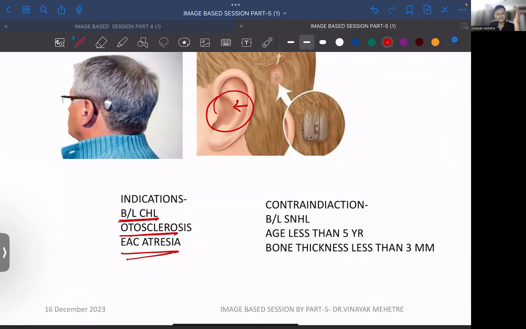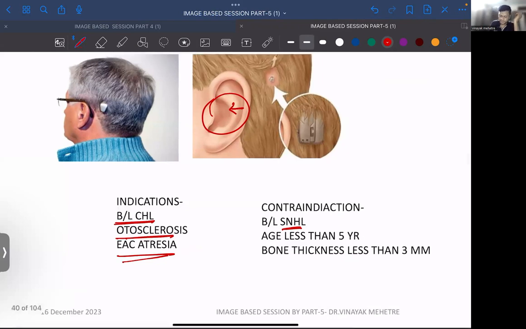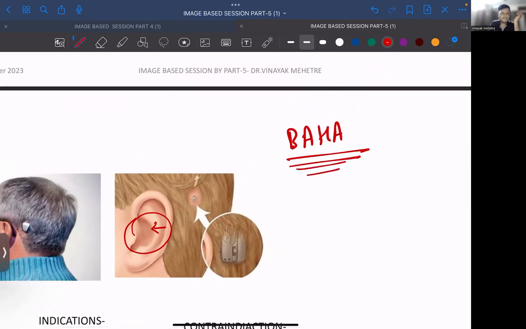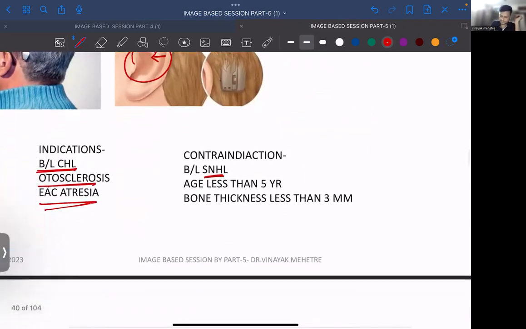What will be the contraindications? Diseases present in the inner ear, sensorineural hearing loss, right? It has nothing to do with this. If the inner ear is not working, and you put an instrument which works as a conductive hearing aid, it will not work, right? The inner ear is damaged. And remember this: less than 5 years, and if the bone is thin where we are placing it, we cannot put this.